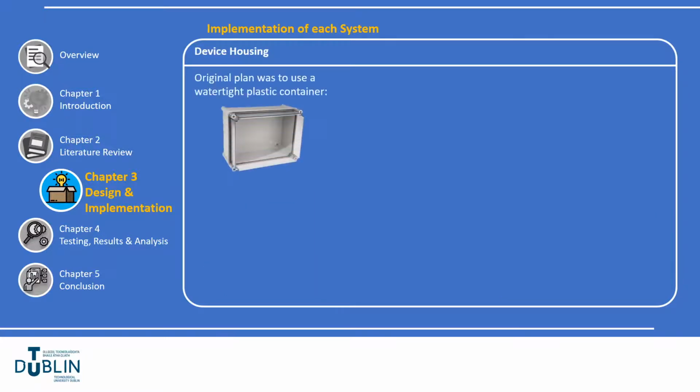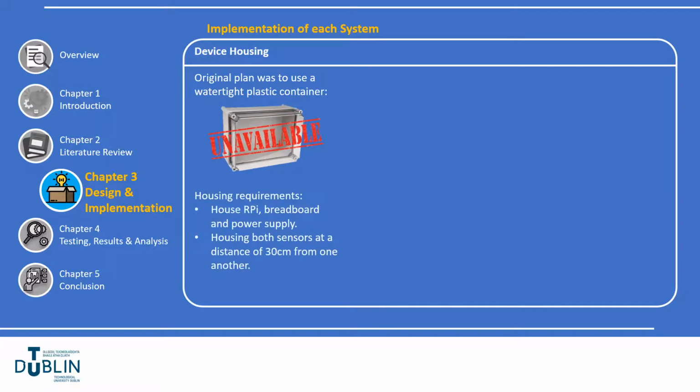Device housing. The original plan was to use a watertight plastic container as the device housing. Unfortunately, due to the temporary closure of the TU Dublin Chemistry campus, one of these containers could not be sourced. As a result of this, it was decided to build a prototype of the housing out of cardboard.